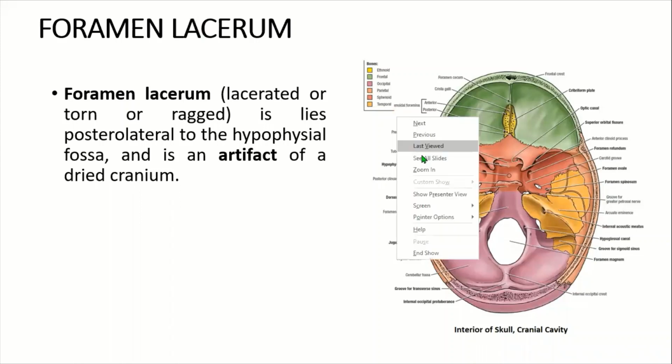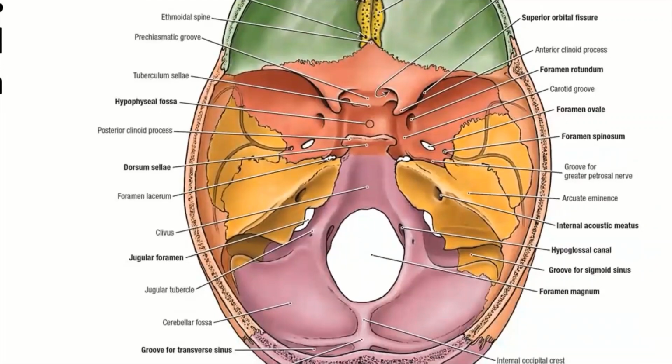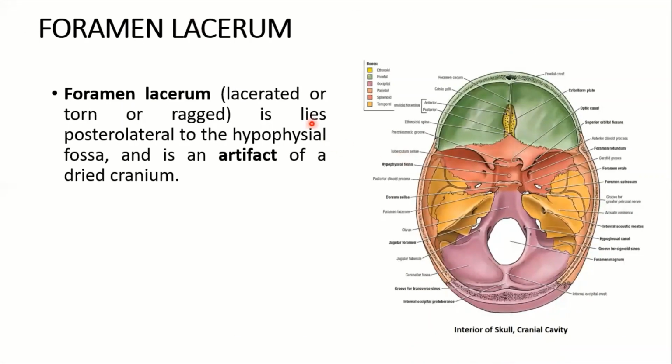So now we talk about the foramen lacerum, and again you spot that foramen, right? This is the foramen lacerum, here. This is the lacerated foramen or torn foramen or the ragged foramen. It lies posterolateral to the hypophyseal fossa and is an artifact of a dried cranium.